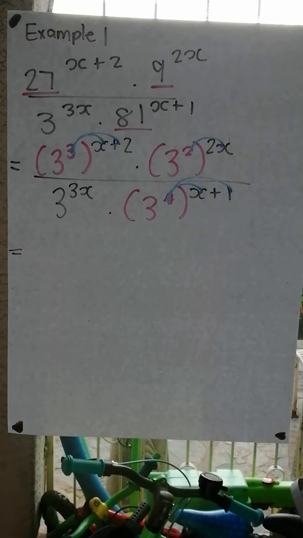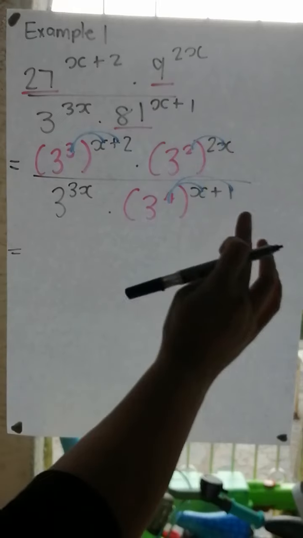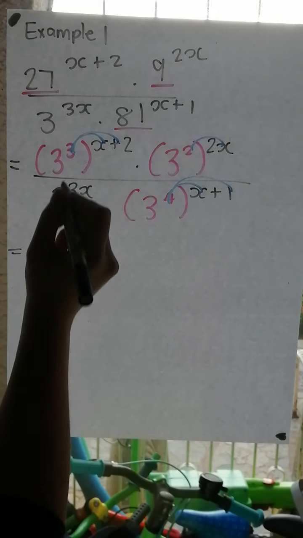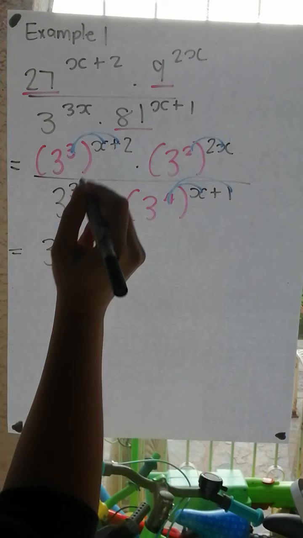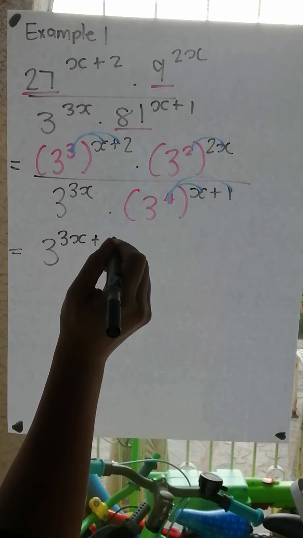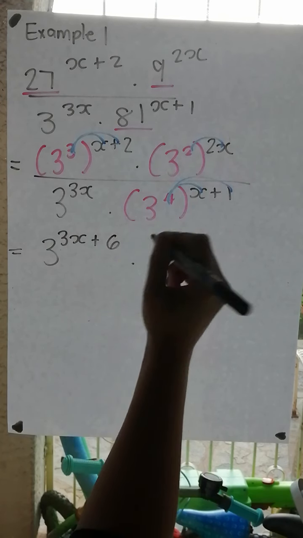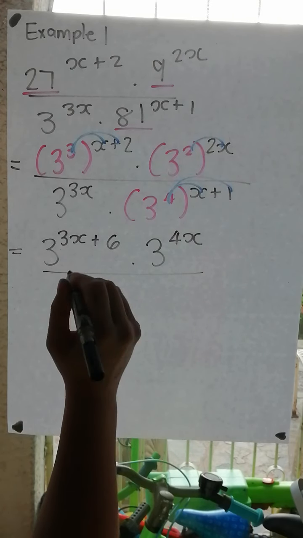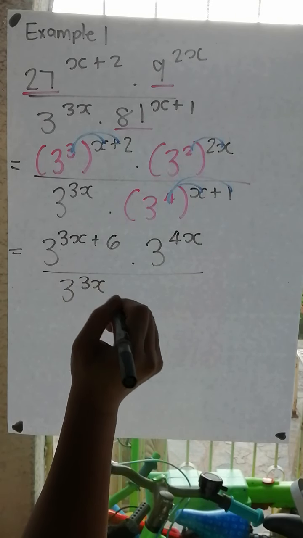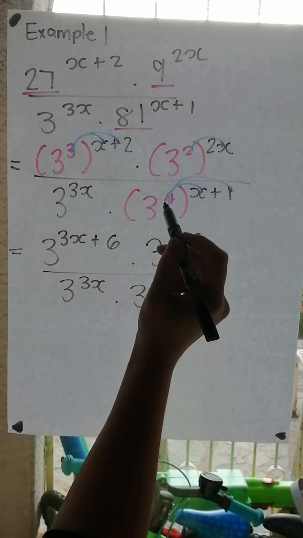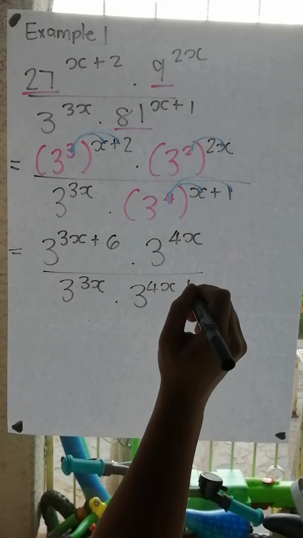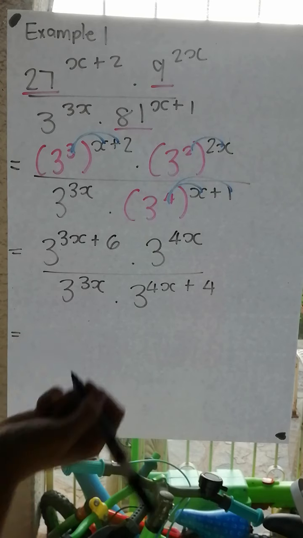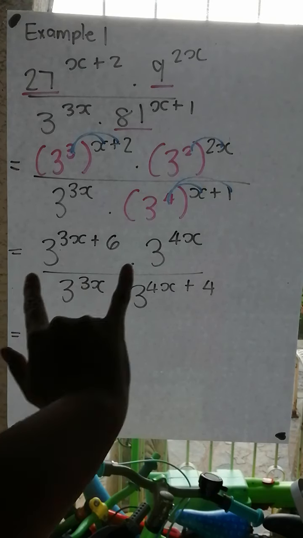And you must be very careful that you remember to do it. It's all very well that you write it, but you don't do it. So I end up with 3 to the power of 3x plus 6 times 3 to the power of 4x, all over 3 to the power of 3x times 3 to the power of 4x plus 4. Cool. So what do you notice at the top?